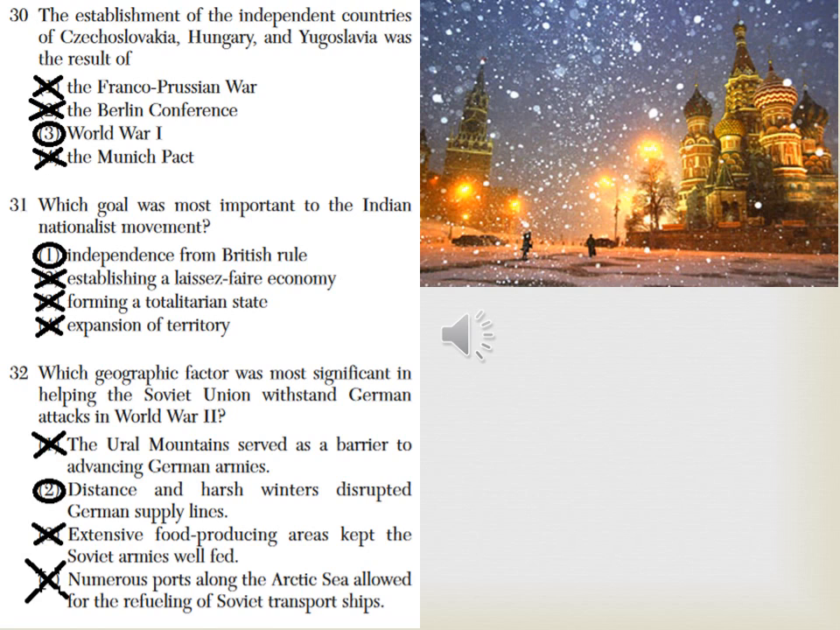The answer is 1. It's really easy. Independence from British rule. They didn't want to be a British colony anymore. They wanted to be an independent country.